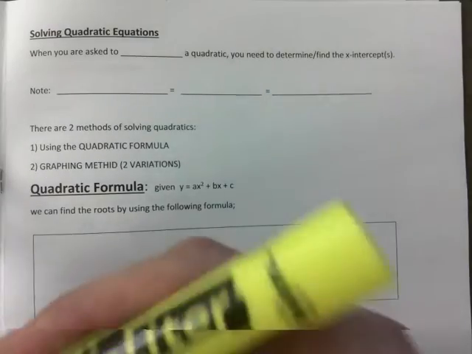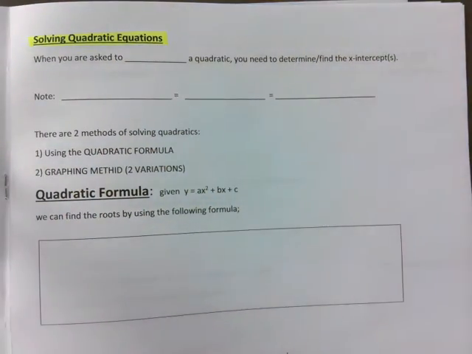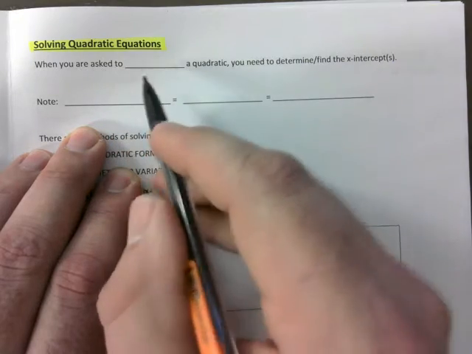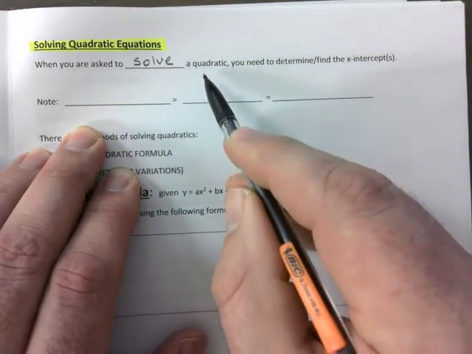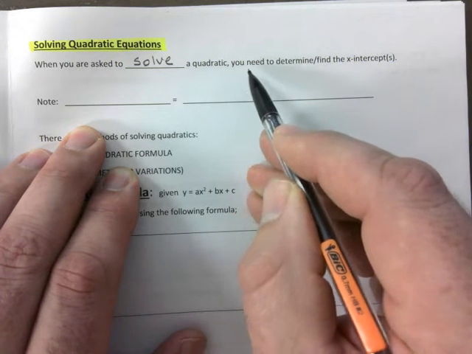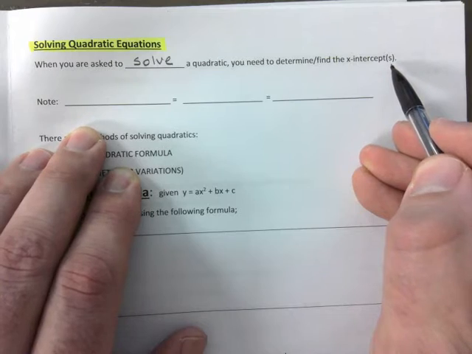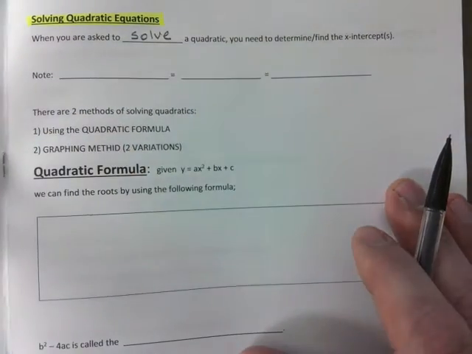Solving quadratic equations. That's the last thing we need to cover, and then I'm going to show you how everything is connected. When you're asked to solve a quadratic, you need to determine or find the x-intercepts. That's really what it's asking you to do. And this is a big note to fill in here.